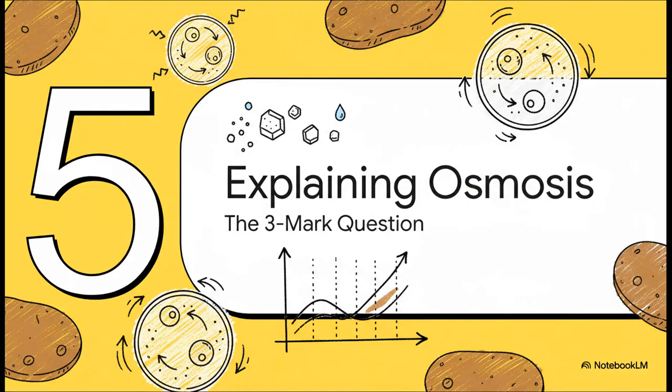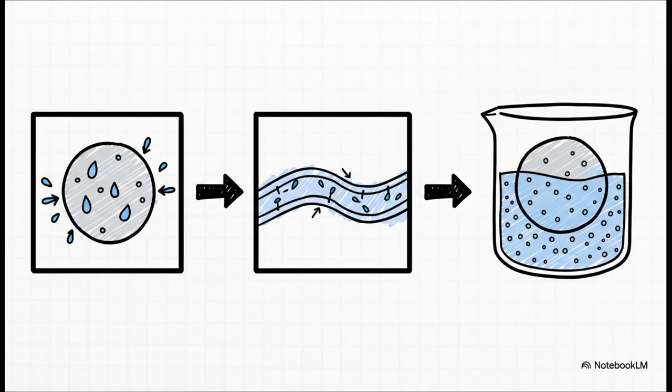And here we are, the final part, the big 3-mark explanation. This is where you have to tie everything together and explain the science behind what happened. Why did the potato lose mass when it was in a really salty solution? Here's the recipe for a perfect 3-mark answer. It's like a checklist. Point 1, you have to say that water moved out of the potato. Point 2, you have to name the process.